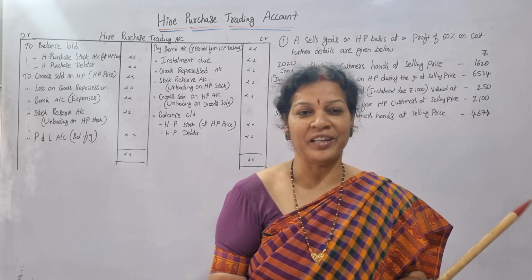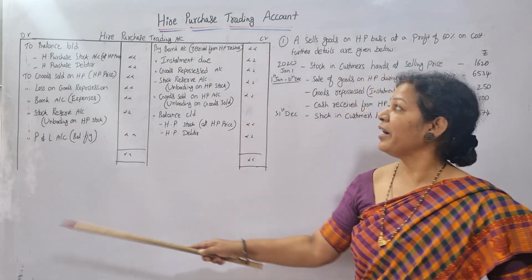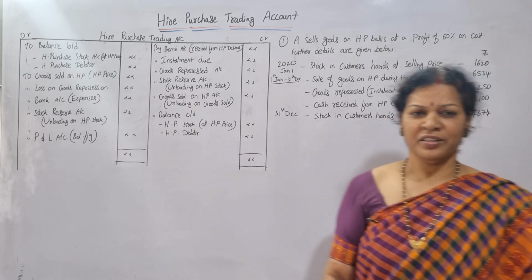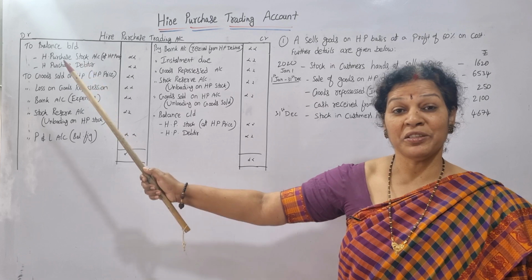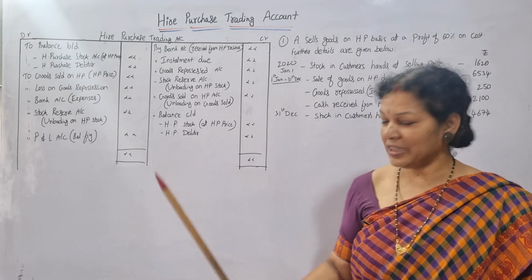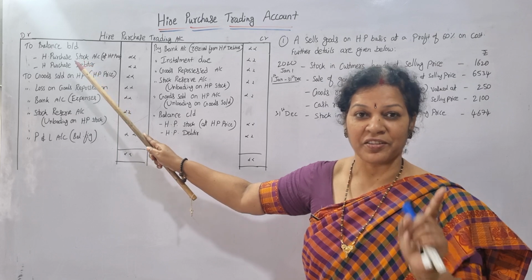Now, only understand the format. I'll make you understand very easily. So this is the format, hire purchase trading account. Just like a trading account, where on the debit side is opening stock and on the credit side closing stock, in the same way here also. To balance brought down, the first transaction.